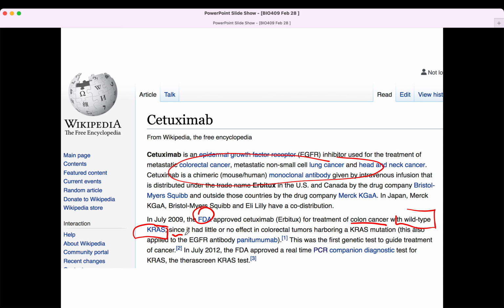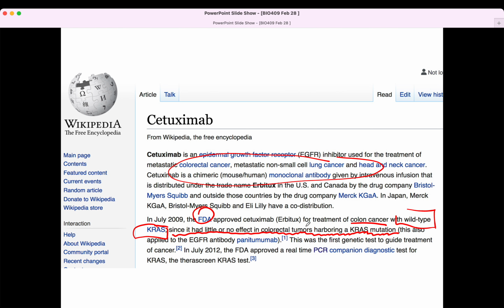And then they say, since it had little or no effect on colorectal tumors harboring KRAS mutations. Okay? Right? And we just need to be able to explain that logic on an exam, because that's a real clear logic that is used now in this molecular medicine and these molecular pharmaceuticals for cancer.